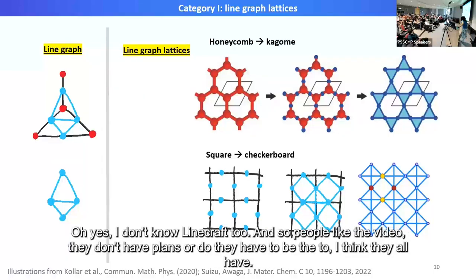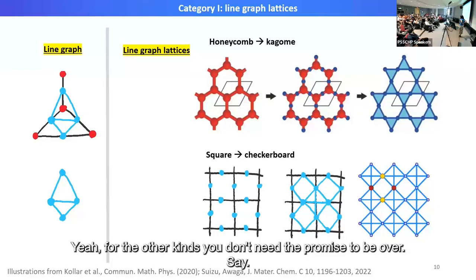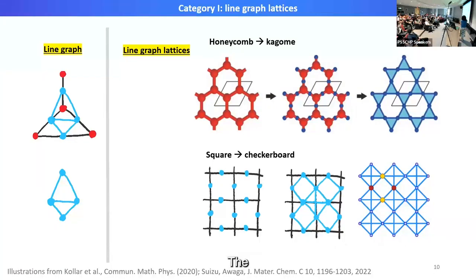Yes. I don't know line graphs too well. So do they all have flat bands, or do they have to be the dual to a bipartite? I think they all have. Yeah, the checkerboard has. I'm pretty sure, at least the checkerboard has. For the other kinds, you don't need the bonds to be all the same. You just need to have it still like that. The line graphs to the bond will not be the same. What's the principle behind it?